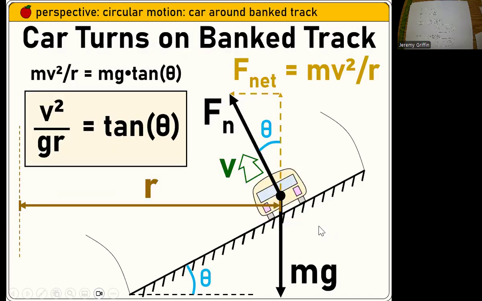All right, car turns on a bank track. I think you guys saw this one, right? We talked about this one a little bit. So let's get past that. I drive that with you guys.